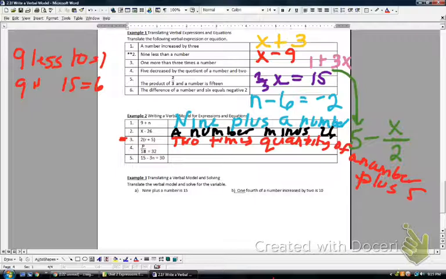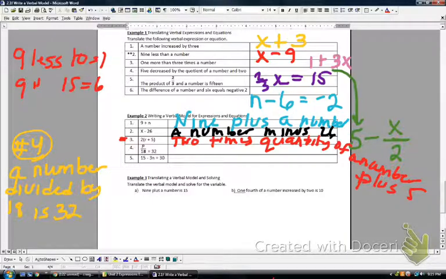Okay, then number 4. I'm going to do number 4 over here. A number divided by 18 is 32. So again, I didn't use the fancy word quotient or anything like that. And a lot of times I think it's easier for non-mathematicians to figure out what you're trying to say if you just use simple words.